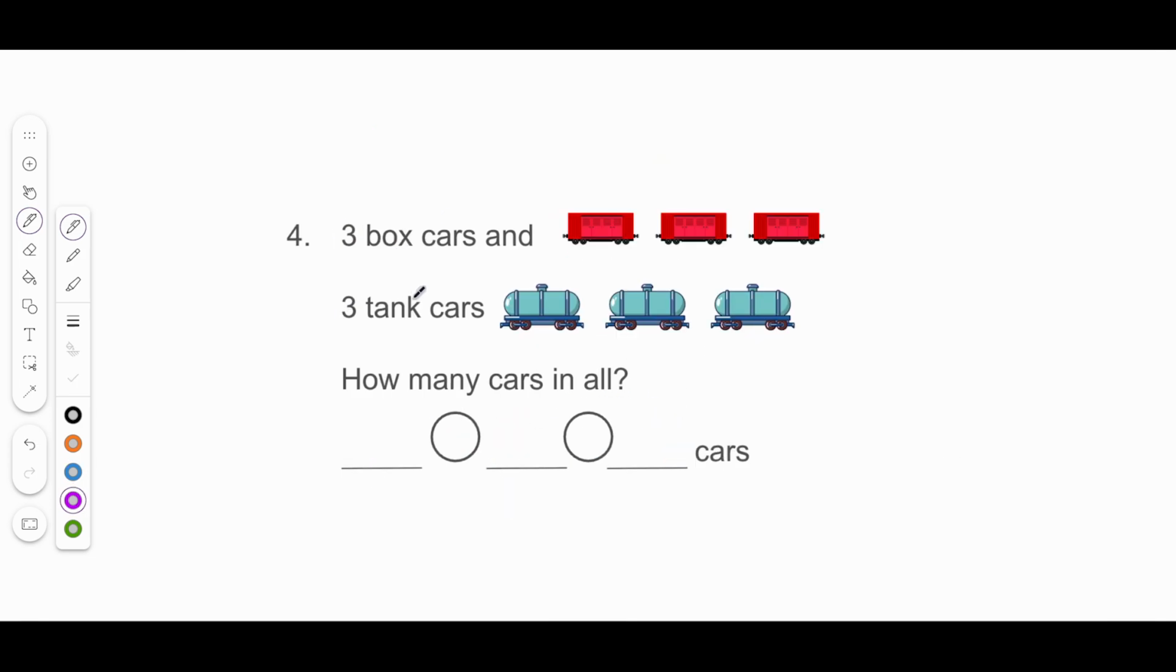In number 4, we have 3 boxcars and 3 tank cars. So the parts are 3 and 3. They're asking how many cars are there in all, and the student is asked to write an equation. They're just filling in boxes here. So our parts are 3 and 3. This is an addition problem because we're asked to find in all. We want to find that whole or the sum, which means 3 plus 3 is equal to, making an equation that we've written. 3 plus 3 is 6. This is a doubles fact that they should have in their back pocket, ready to go.